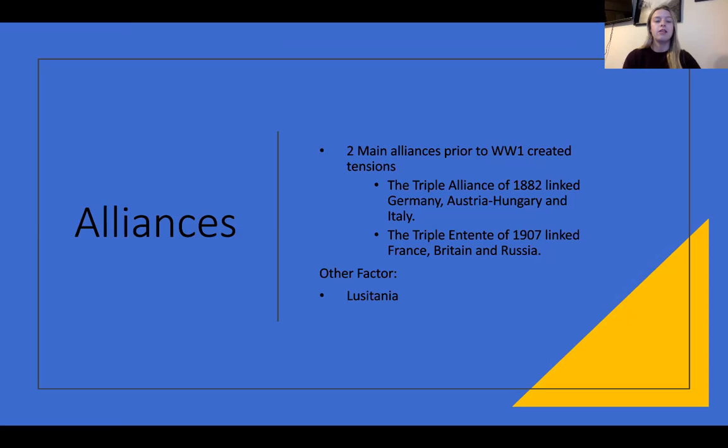And then, as a retaliation to that, in 1907, the Triple Entente was France, Britain, and Russia. Another alliance that I want to briefly go over was the US alliance, and we'll talk about this further in the unit. This was the sinking of the Lusitania ship. It was a ship that was carrying innocent US passengers through the British Isle waters.